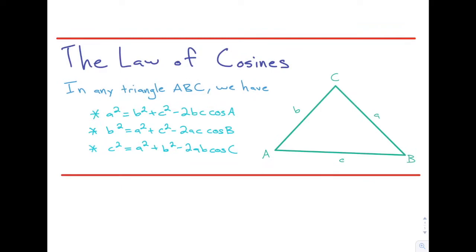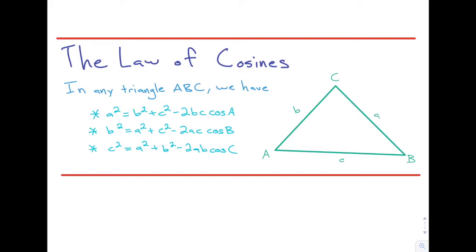So, the formal definition, the law of cosines: in any triangle ABC, we have a squared equals b squared plus c squared minus 2bc cosine A. b squared equals a squared plus c squared minus 2ac cosine B, and c squared equals a squared plus b squared minus 2ab cosine C.